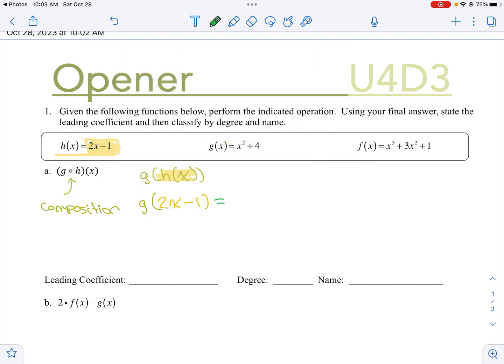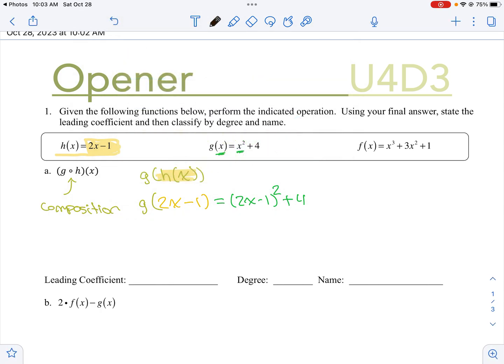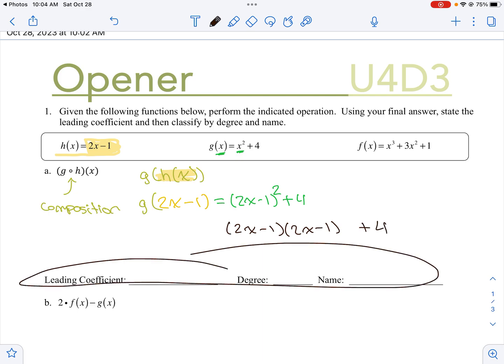And what that tells me is that anywhere I see x in g, I'm going to sub in the 2x minus 1 instead. So this is going to become (2x minus 1) squared plus 4. Just be careful. (2x minus 1) quantity squared, that's 2x minus 1 times 2x minus 1. So I'd hit that with the area model and then try and fill in the remaining portion here.